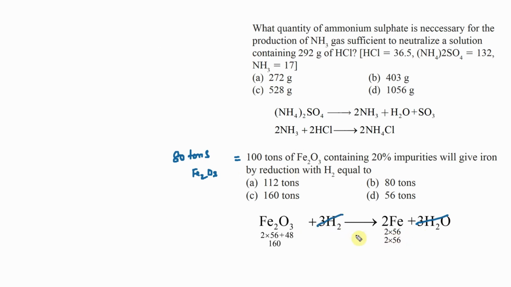Okay, now when you look at it, the molecular mass of this is 160 grams. 160 grams gives you 2 times 56 grams iron. 160 grams, so 80 grams will give you 56 grams iron. 80 tons will give you 56 tons iron.